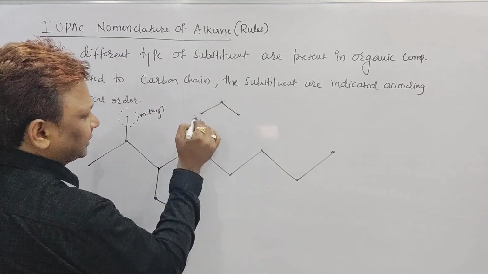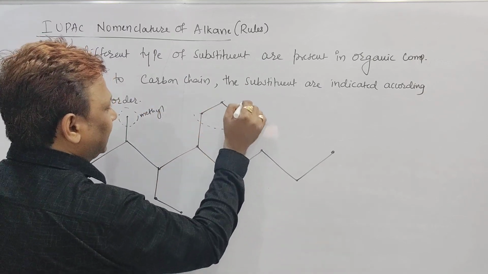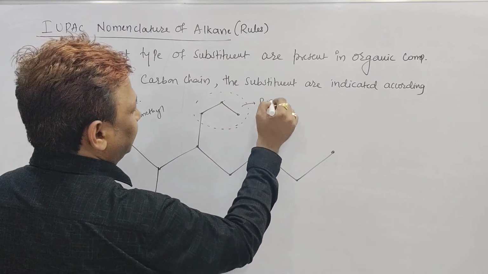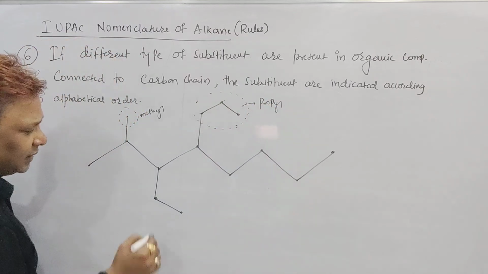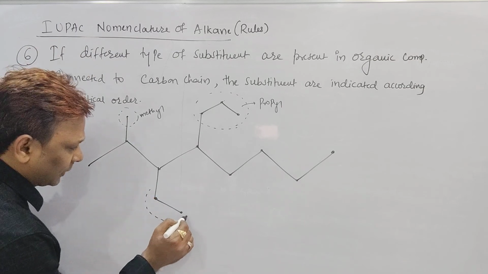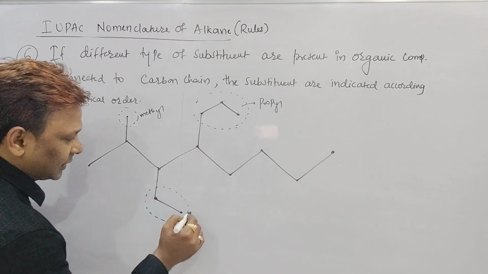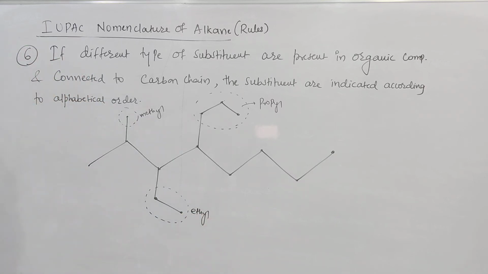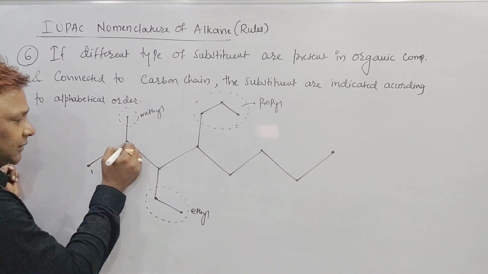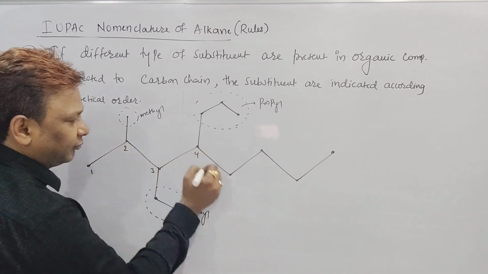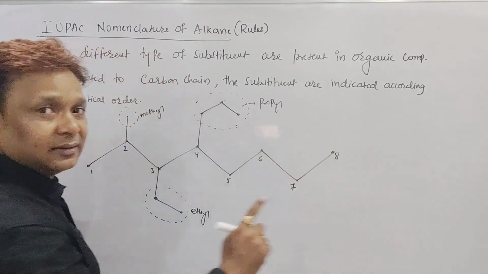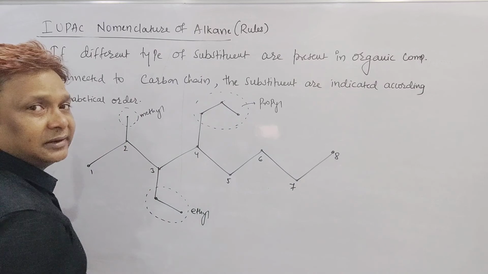This carbon will be called propyl. This carbon, the 2-carbon one, will be called ethyl. Now, from where should I give the numbering? I'll tell you. If you think this is 1, then 2, 3, 4, 5, 6, 7, 8. My rule number 1 is correct: select the longest chain. So it is selected.